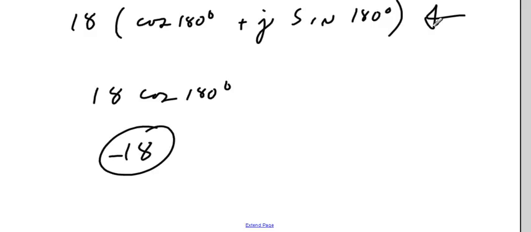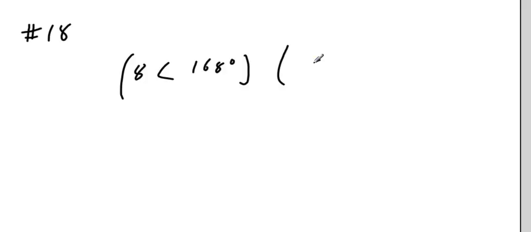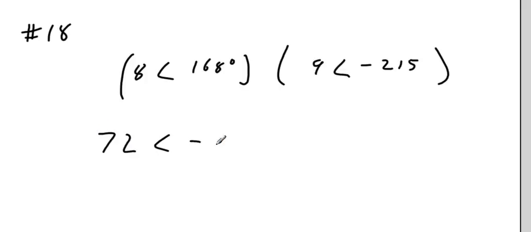Okay, so we'll do it again for problem 18. So I've got 8 angle 168 times 9 angle minus 215. Look at those angle signs, aren't they cool? Wonder how long they had to get the printer to do that. 8 times 9 is 72. 72 angle minus what? 168 minus 215 is minus 47. We don't really want a minus 47, so I'll add 360 to it, and get 313.